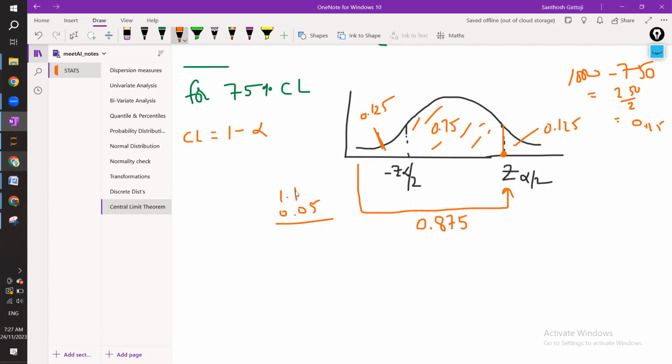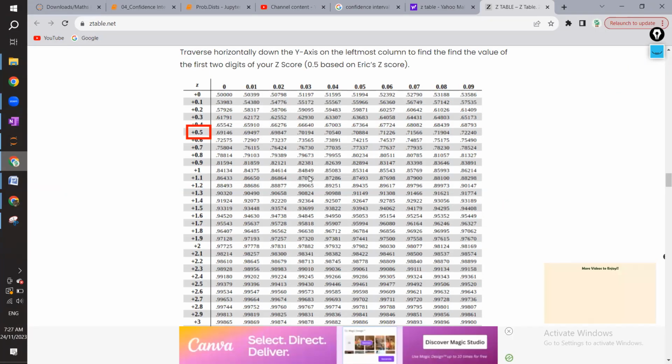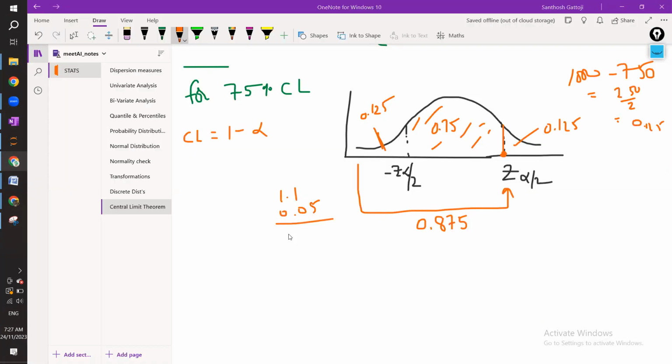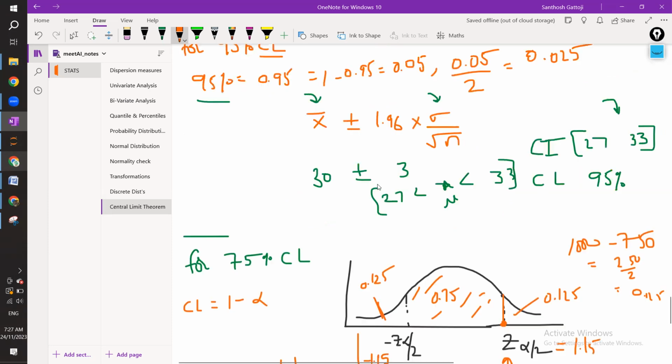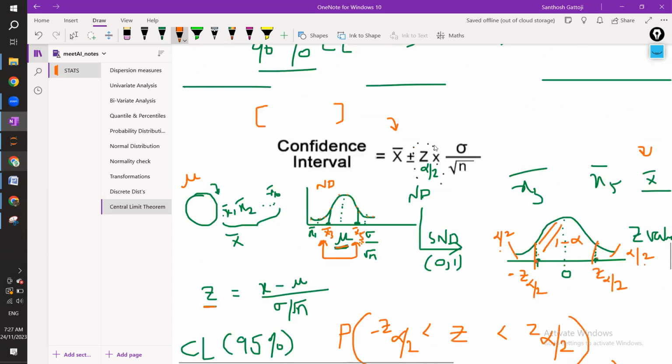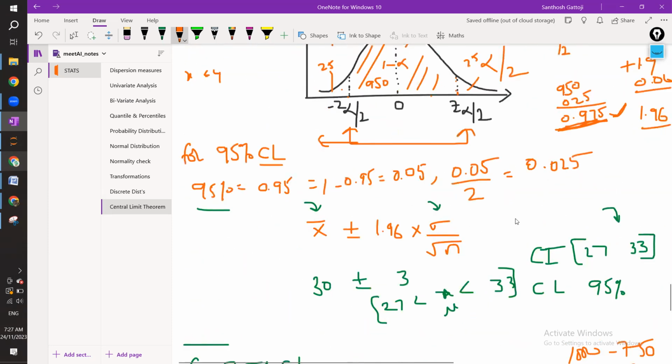Did you see? 1.1, 0.05. Yes. So how much will it be? 1.15. So alpha by 2, this value became 1.15. Now this became minus 1.15. Clear? So this is the point which is capturing this much area. Now our goal is to find Z alpha by 2 because in our formula we want that. That's it. Nothing more than that. In our formula I want Z alpha by 2. Now I got Z alpha by 2.